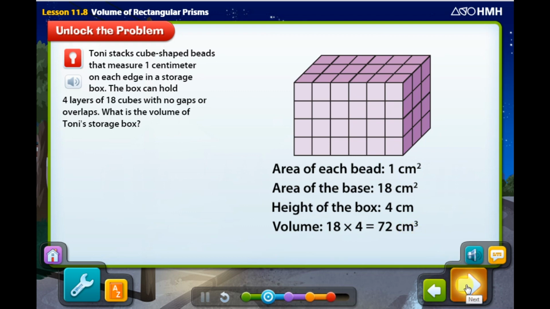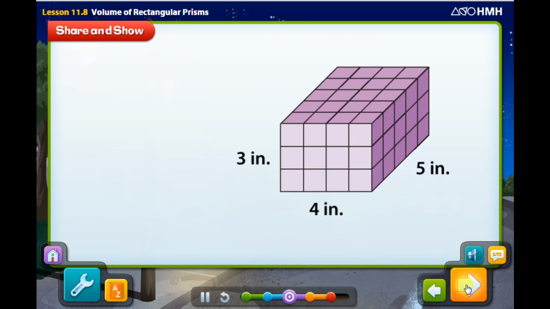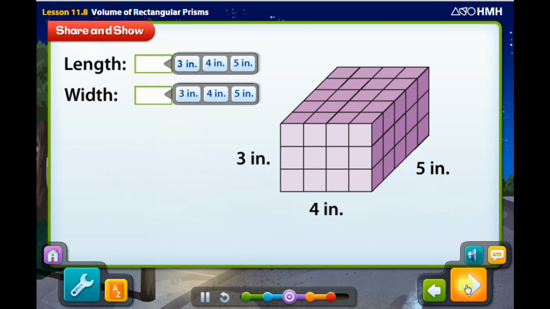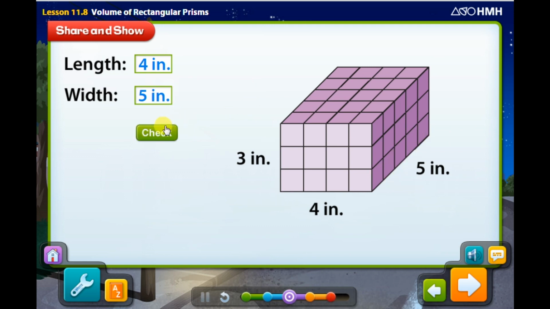Let's move to another example. Let's find the volume of the rectangular prism. First, you'll need to find the area of the base. What are the length and width? Okay, the length is 4 squares. The width is 5 squares. So it's 20 in all. The length of the rectangular prism is 4 inches, and the width is 5 inches.